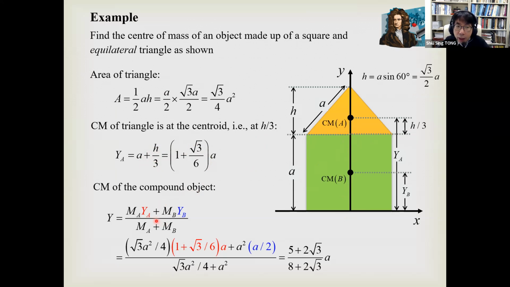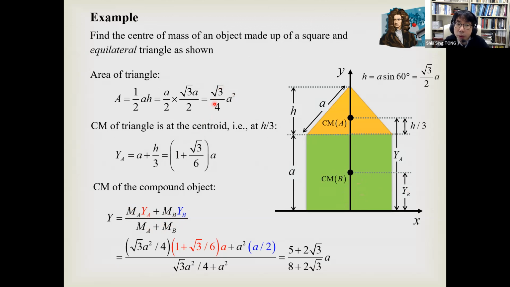Now we are ready to find the center of mass of the composite object. The area of the square is trivial, it is simply a square. The height of the center of mass above the x-axis is of course a over 2, because for a square, the center of mass must be at the center. Okay. So now we have (M_A y_A + M_B y_B) divided by (M_A + M_B).